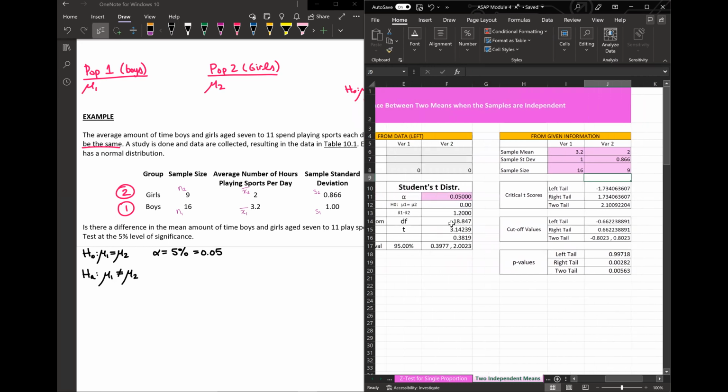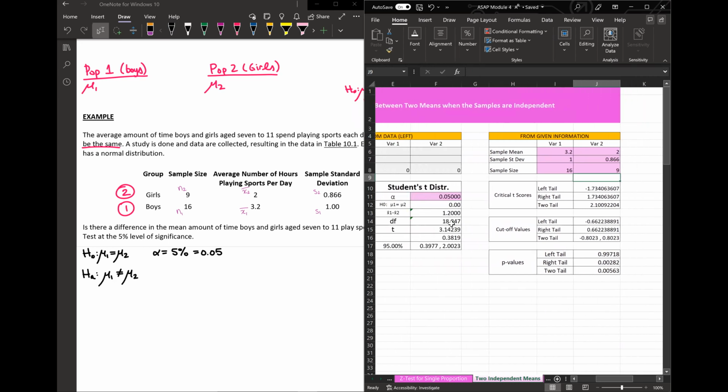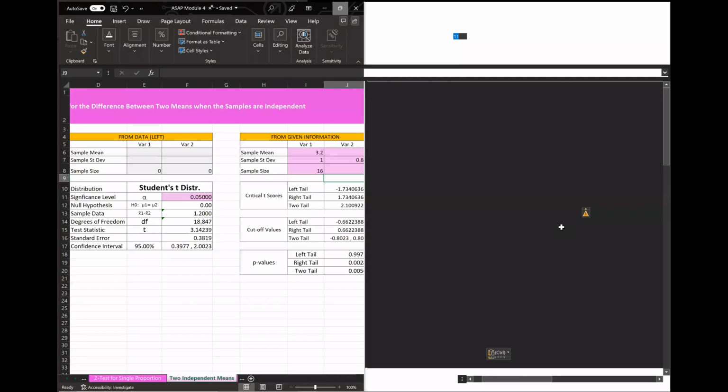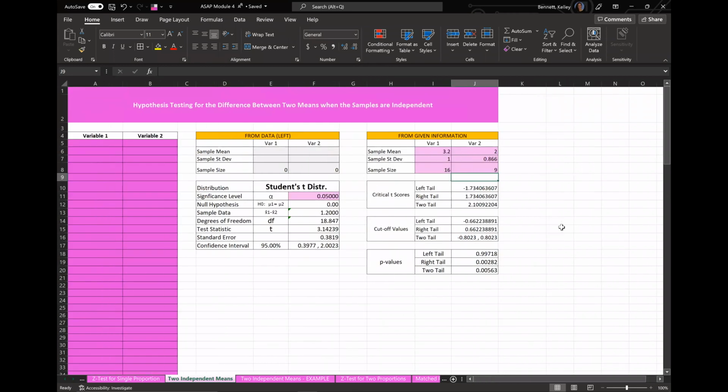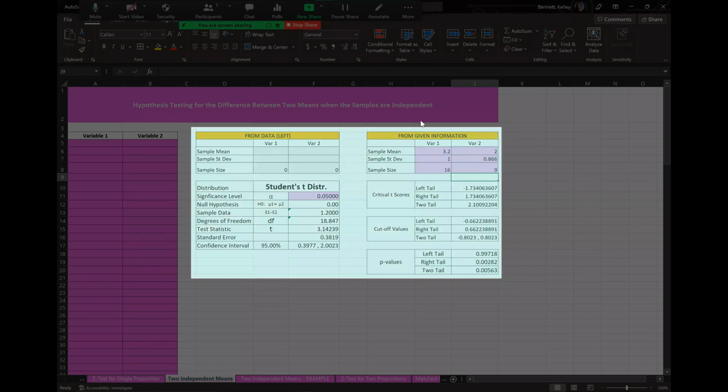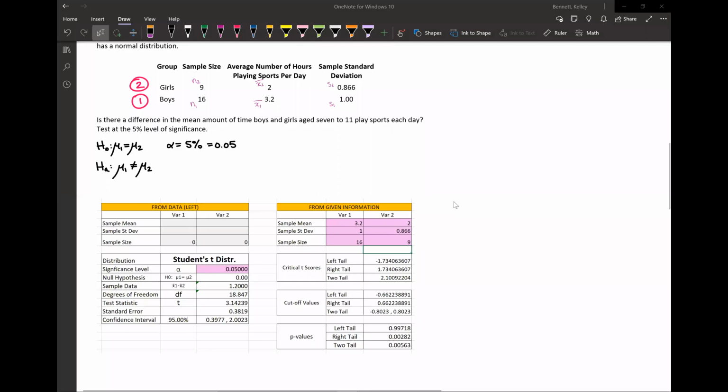So what we have is a bunch of output, and we have our alpha at the correct percentage. Let me just grab all this, so that we can digest it. All right, so this is the same information on Excel, just copied and pasted in the context of the question. We're going to automatically compute our test statistic, which was 3.14239. And it'll also compute a confidence interval for you.